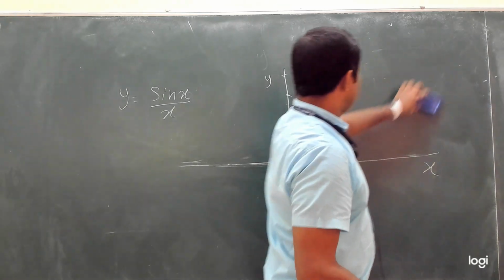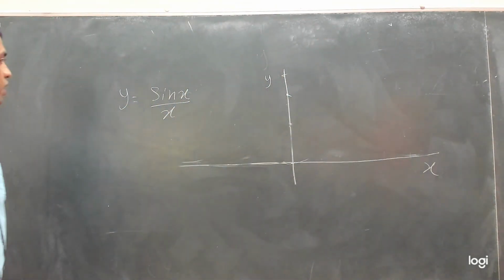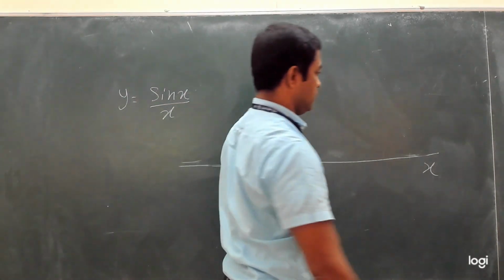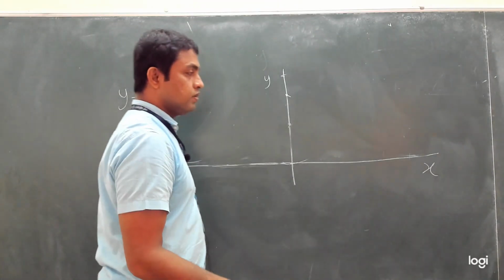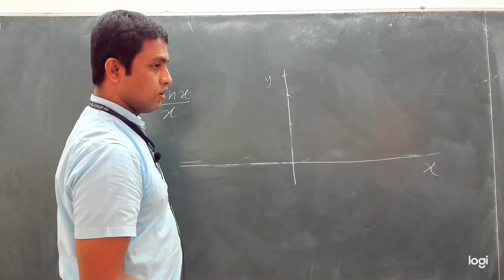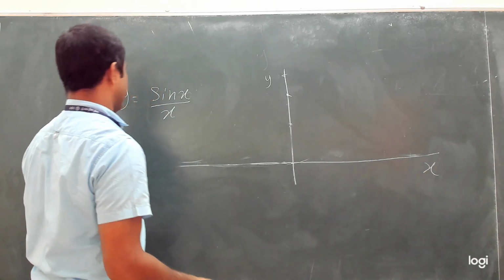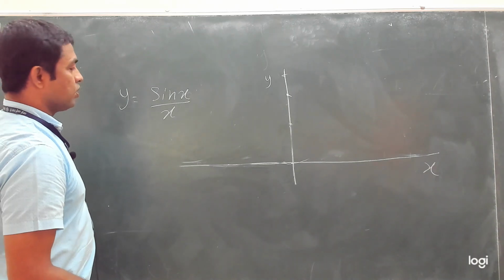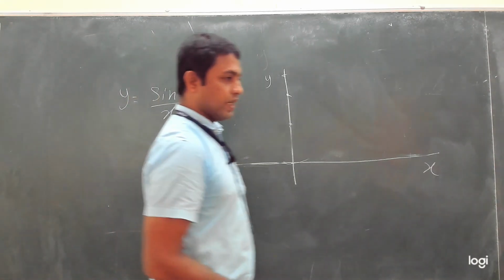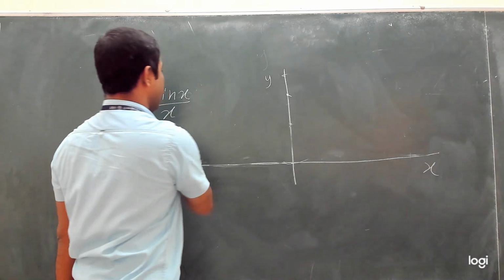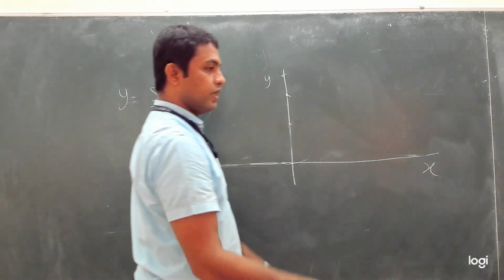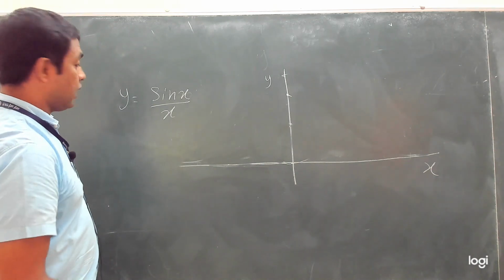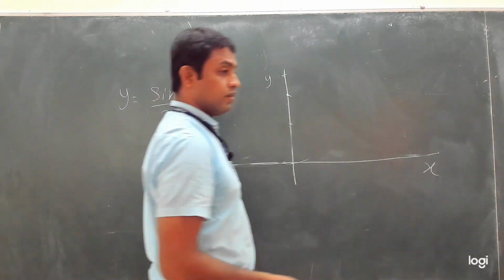Now when x tends to infinity and minus infinity, it goes to 0, because the sin x value is always between plus 1 and minus 1. So when x is very large, the denominator is going to take over the numerator, so obviously it goes to 0. But is there any maxima or minima for this function?